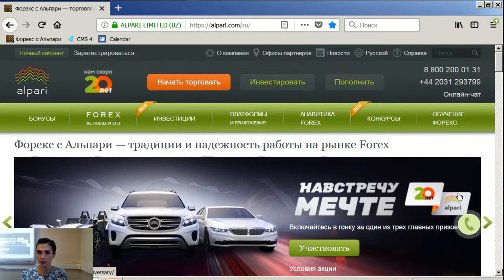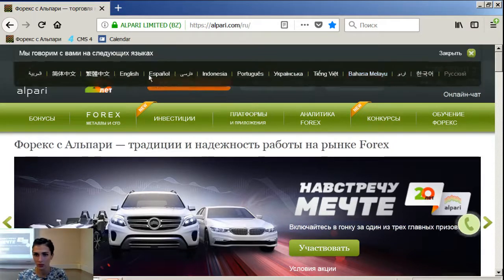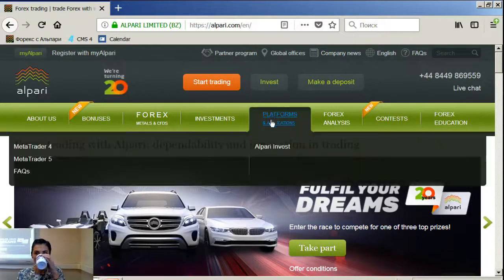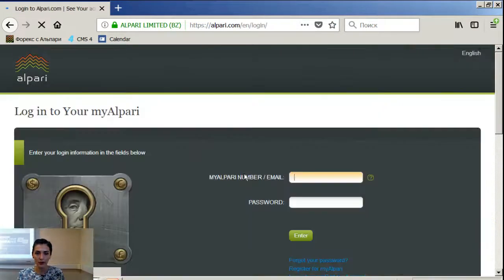Okay, let's change the language. Alpari. Here we should put our number and of course the password. Don't say the password to anybody. This is your personal information. It should be secure.